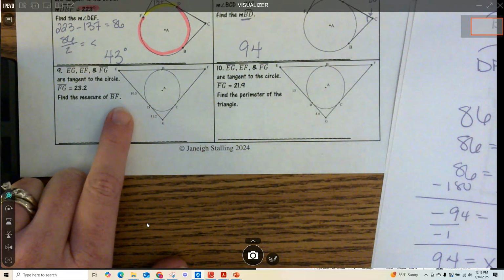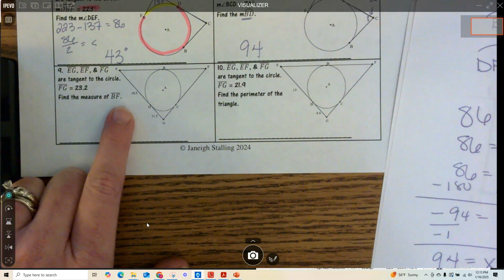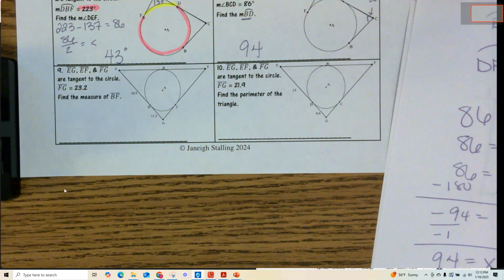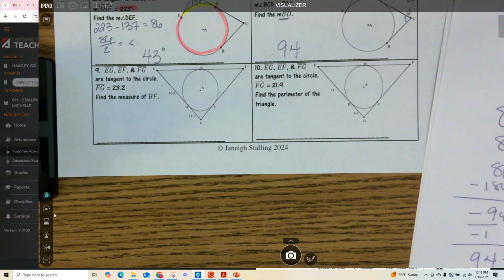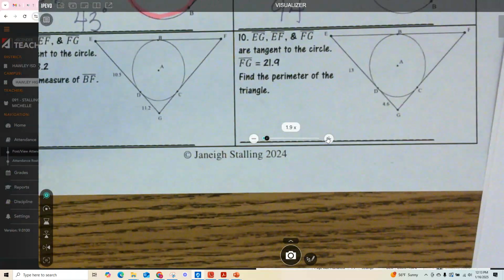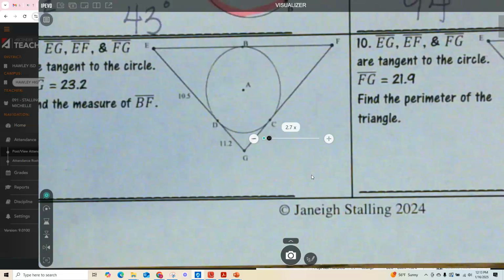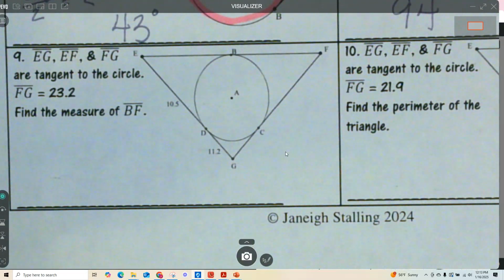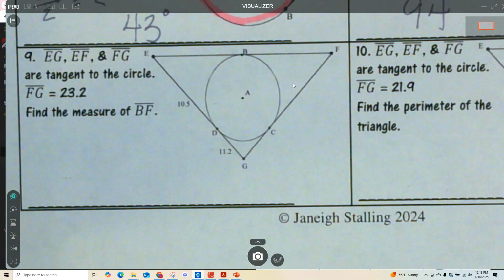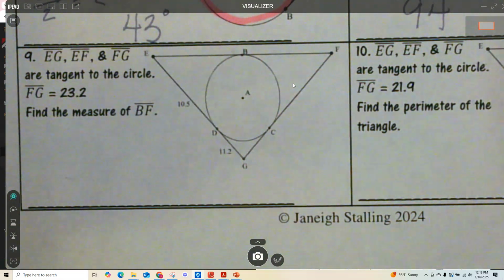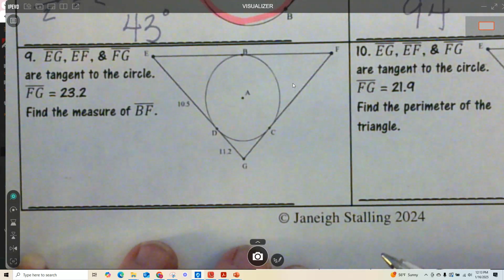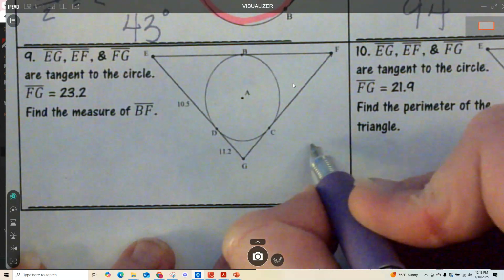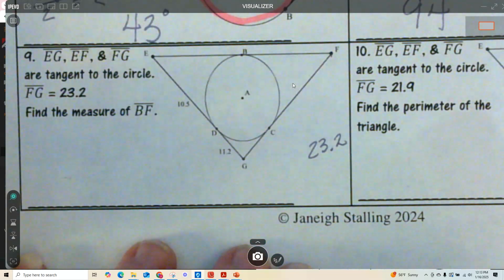All right, here we go. This is similar to what we did at the top. It's just more pieces. I'm going to see how far I can zoom in on this where we can still see it, because I know those numbers look really tiny. Okay. So it tells me they're tangent, and then it tells me FG is 23.2. So from F all the way to G is 23.2.